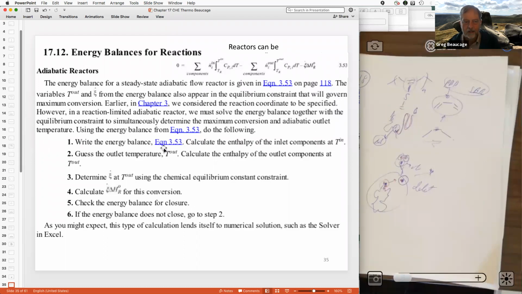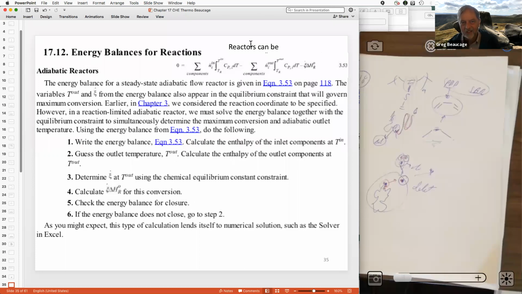If you're doing an adiabatic reactor, then you want to figure out the temperature. Like you're saying, there's no heat loss. You want to know what's this outlet temperature. But this energy balance is going to depend on the outlet temperature. So you need to iterate this thing to get this to work, right? And iterating it means you need to know the reaction coordinate. The reaction coordinate means you need the equilibrium constant. The equilibrium constant depends on the temperature. So everything depends on everything else.